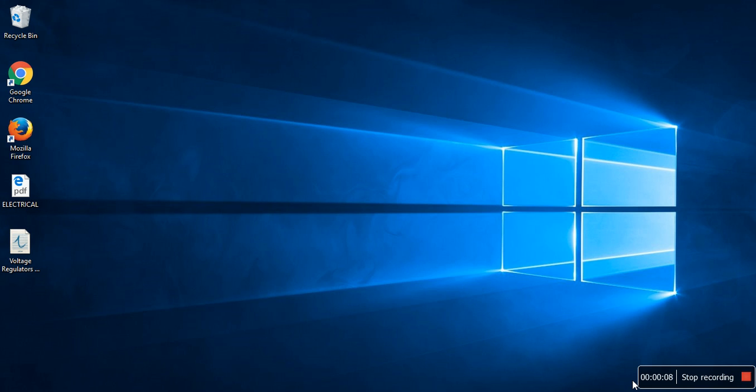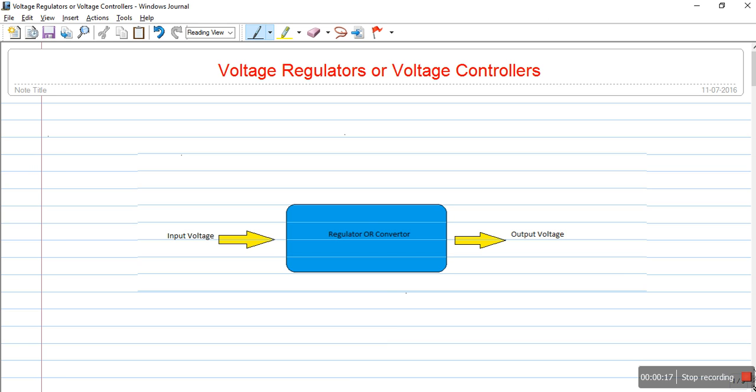So this is the first lecture tutorial in the series of tutorials of Fundamentals of Electrical Engineering. So let's begin with our tutorial. Our first tutorial would be voltage regulators, or voltage controllers.